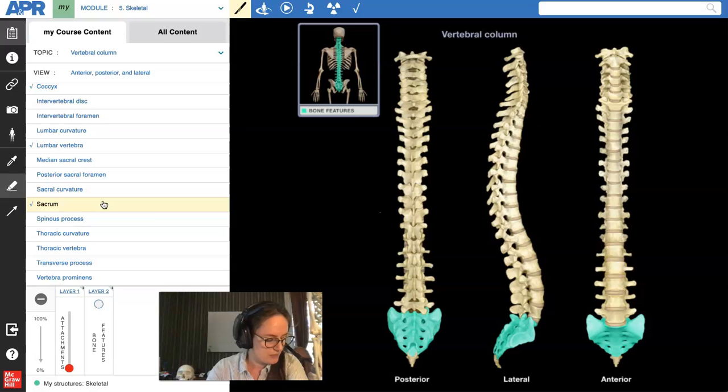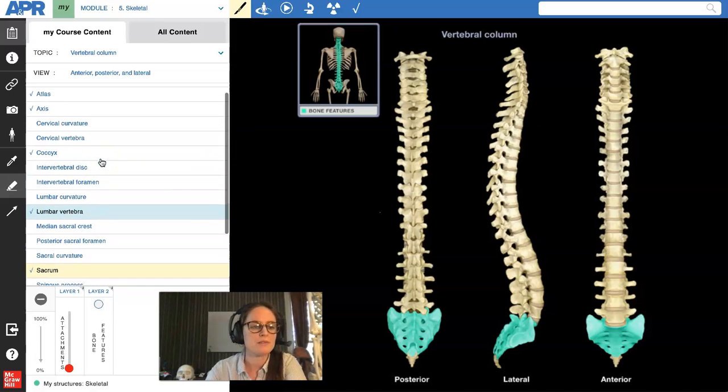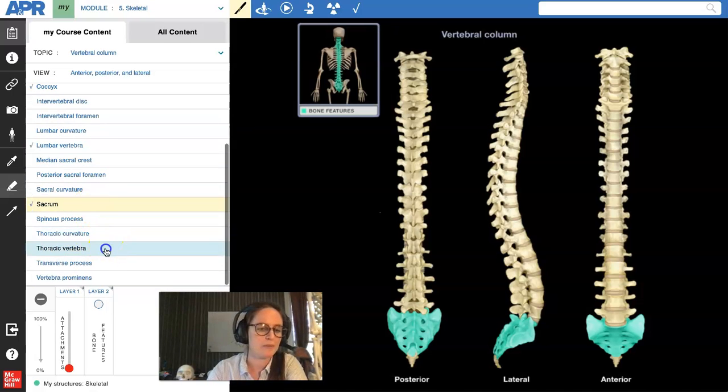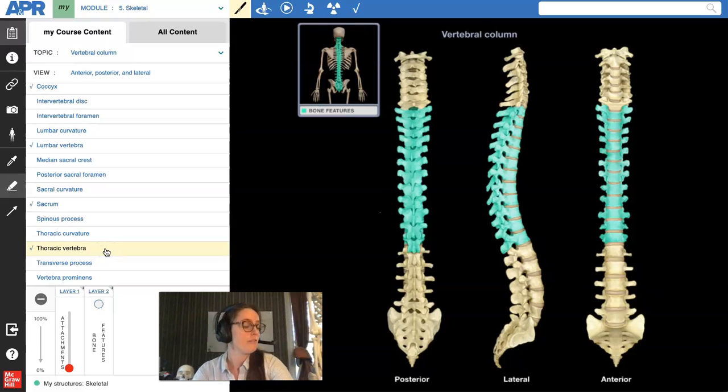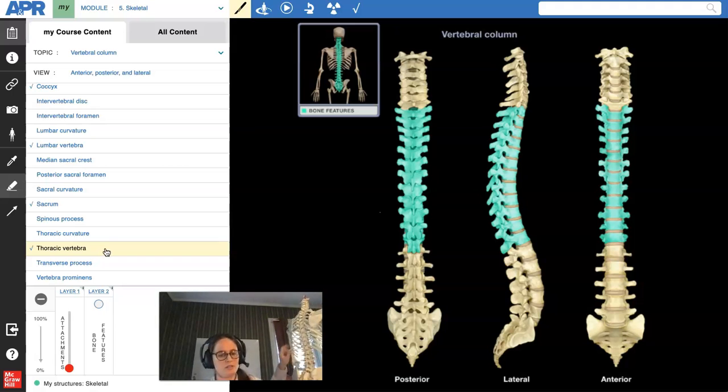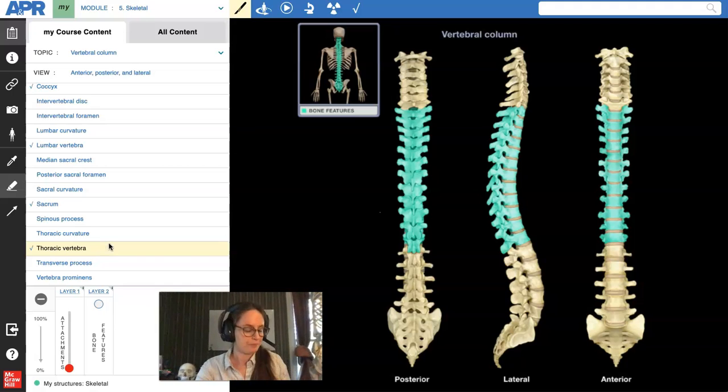Where are we? Sacrum, thoracic vertebrae. This alphabetical order is probably not the way to do this. Thoracic vertebrae, there are 12. Every single thoracic vertebrae is associated with a rib. That's part of what makes it thoracic, is it's going to have articulations with ribs, and that's going to make it a very different shape than either cervical or lumbar vertebrae.